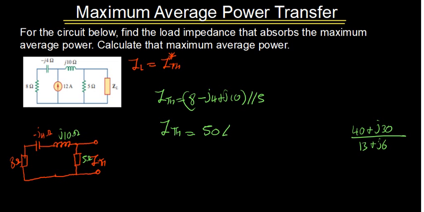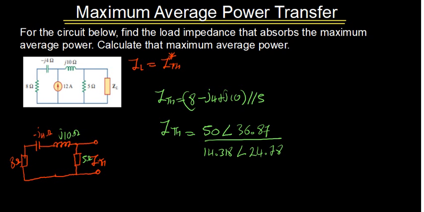Then the angle of that is going to be 36.87 degrees. Then converting the denominator as well, which is 13 comma 6, what I have is 14.318 with an angle of 24.78. So what do we do?